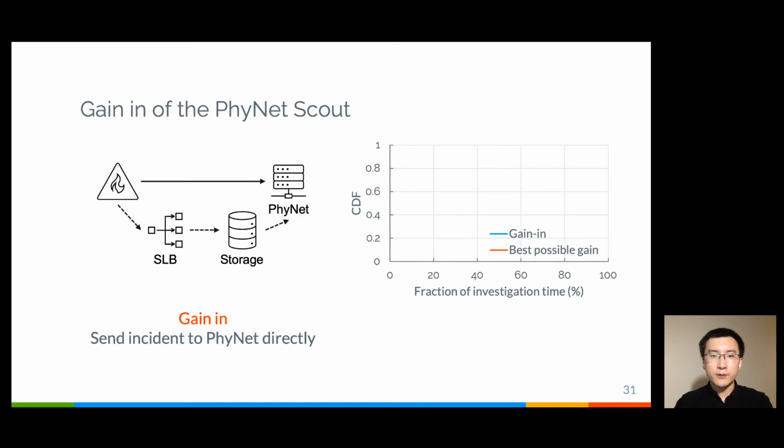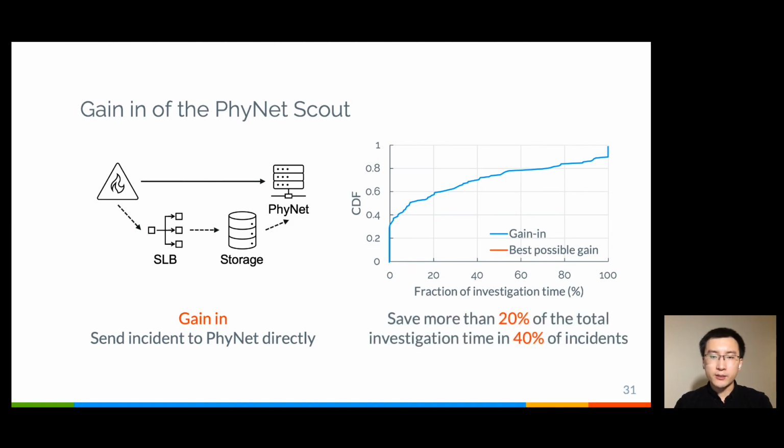Here is a CDF graph that shows the gain-in. The x-axis shows the percentage of investigation time we could save. The blue curve shows the gain-in of a Scout. We can see that for 40% of the positive incidents, we can save more than 20% of the investigation time. Here is another curve showing the best possible gain we could get, which is the gain-in when Scout has 100% accuracy. We can see that the blue curve is close to the orange curve. So the Scout can significantly reduce the investigation time and is close to the best possible result.